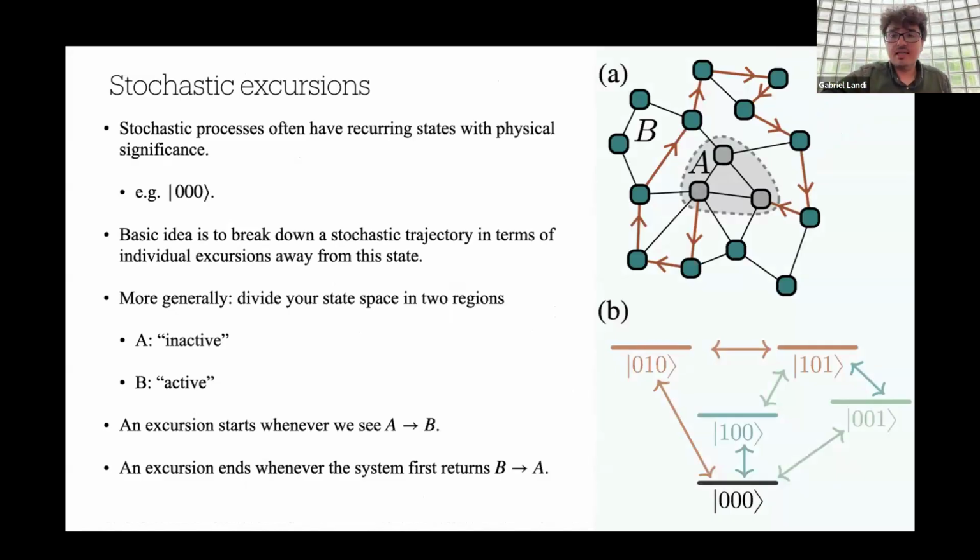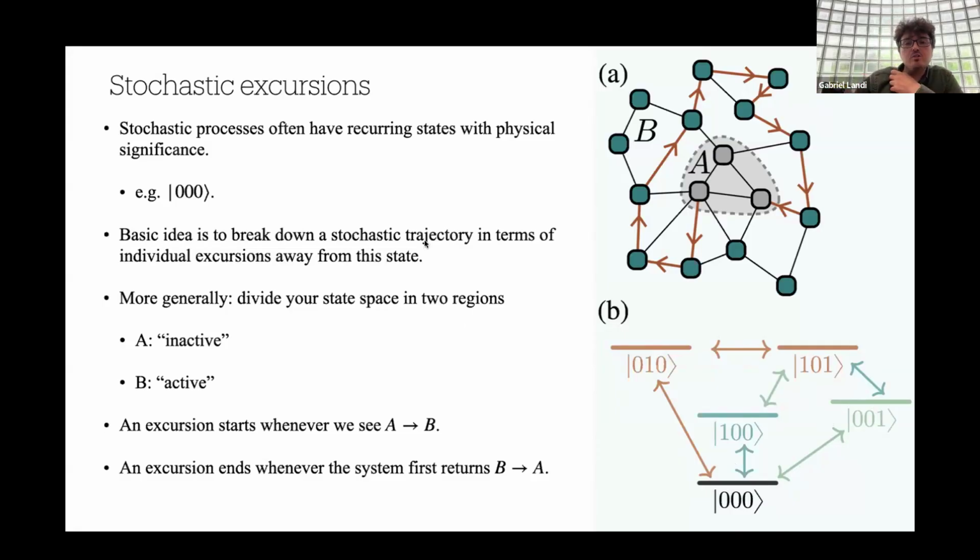So now this brings us to this idea of stochastic excursions. Okay. So in many physical systems, you have certain states that are special in the sense that they're recurring. They occur over and over again, and they have a special physical significance. For example, in that model, you have this special state, which is the 0, 0, 0, the state where nothing is going on, right? And a stochastic trajectory will essentially mean that the system is jumping up and down between all of these states. And so it's constantly coming back to the state 0, 0, 0, okay?